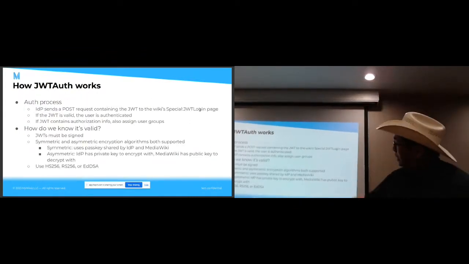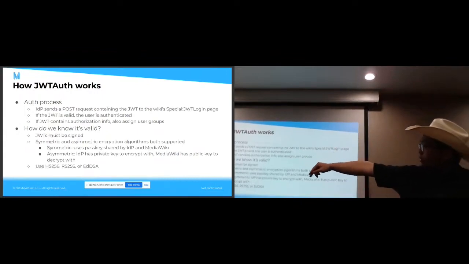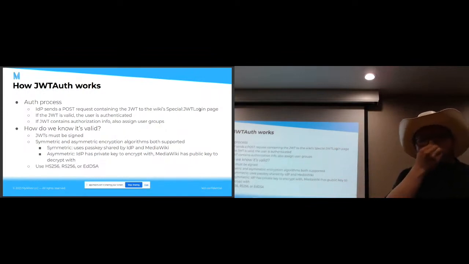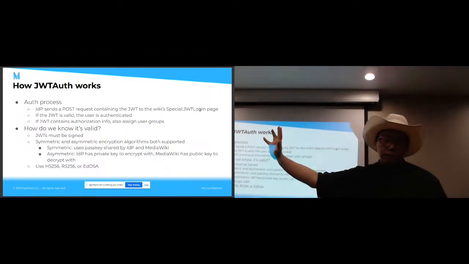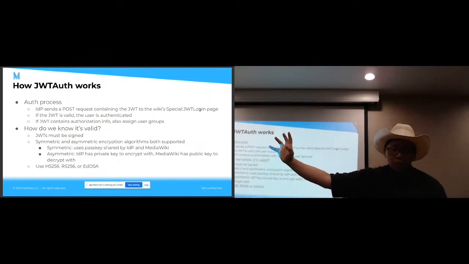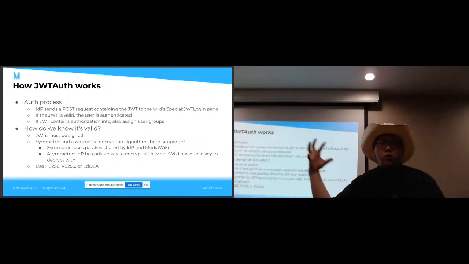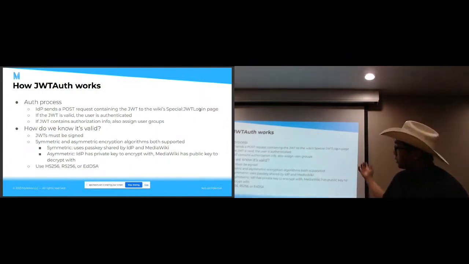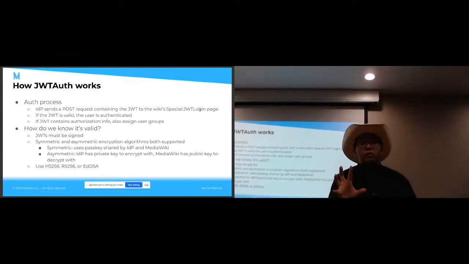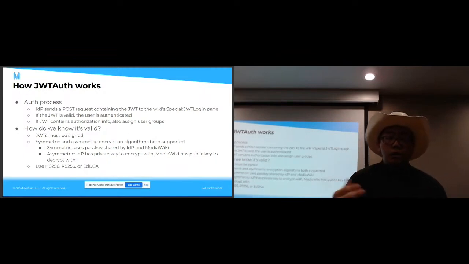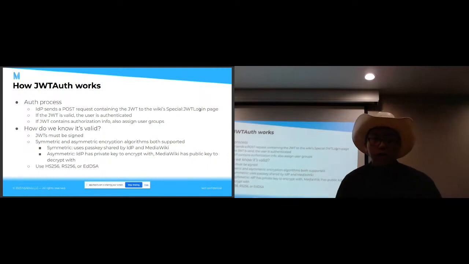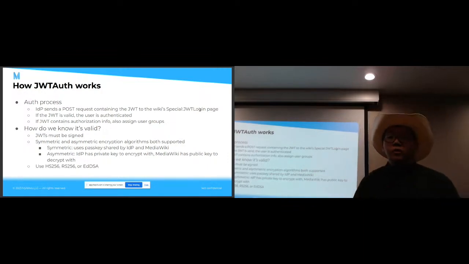So what happens is the IDP will directly send a post request containing the JWT to the wiki's special JWT login page. So you probably log in on your IDP, and then it'll redirect you with the token, the JWT token that it made, to this special JWT login page on the wiki. If the JWT is valid, this extension will authenticate you into the wiki, and MediaWiki will then recognize you as authenticated. If the JWT contains authorization info, then we'll also assign the user groups as necessary.